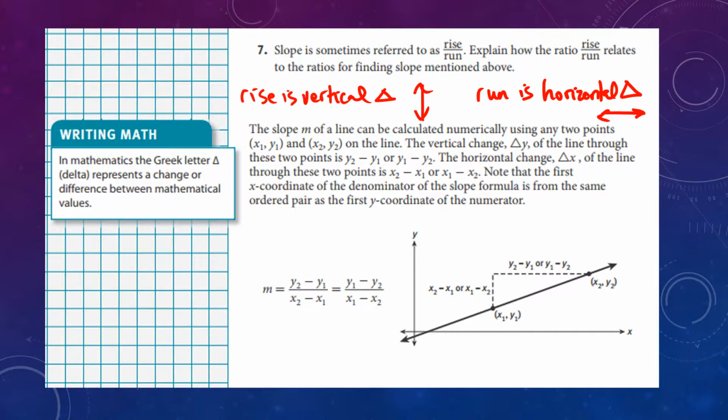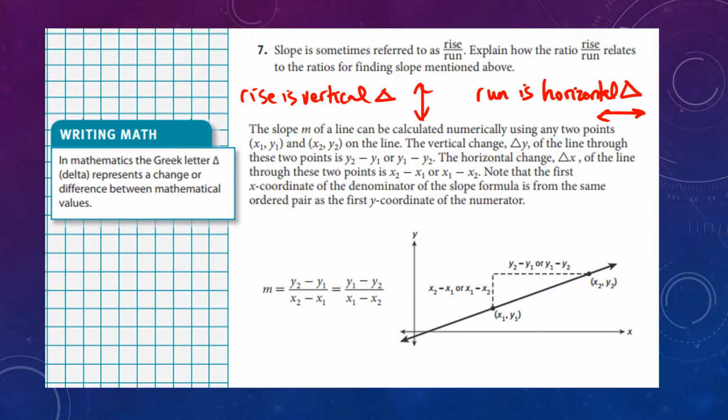The vertical change in y of the line through these 2 points is y2 minus y1 or y1 minus y2. The horizontal change, delta x, of the line through these 2 points is x2 minus x1 or x1 minus x2. So to find the difference or the change, we need to subtract our 2 vertical coordinates to find the vertical change and our 2 horizontal coordinates to find the horizontal change. Note that the first x coordinate in the denominator of the slope formula is from the same ordered pair as the first y coordinate in the numerator.